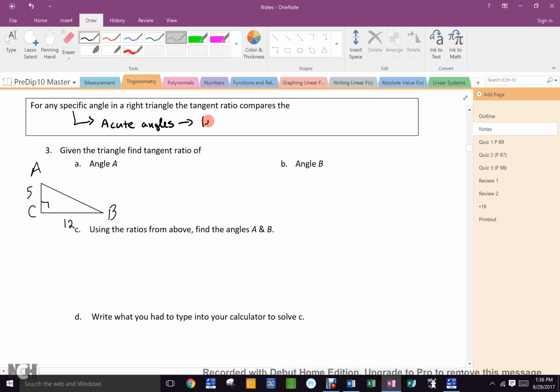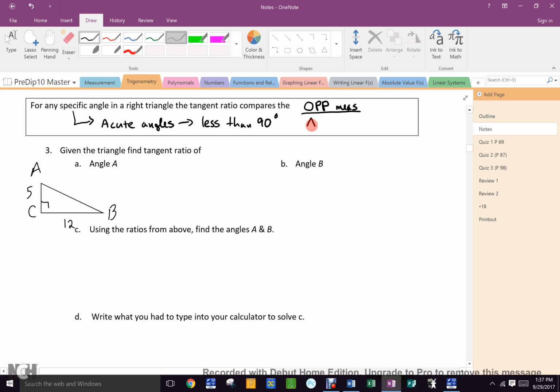The ones that are less than 90. We cannot do the tangent of 90. It does not exist, for reasons I will share with you soon. But right now, we mean those two angles. And the tangent ratio, if it's a ratio, it must have two parts. It must compare two things. It compares the opposite measurement divided by the adjacent measurement.